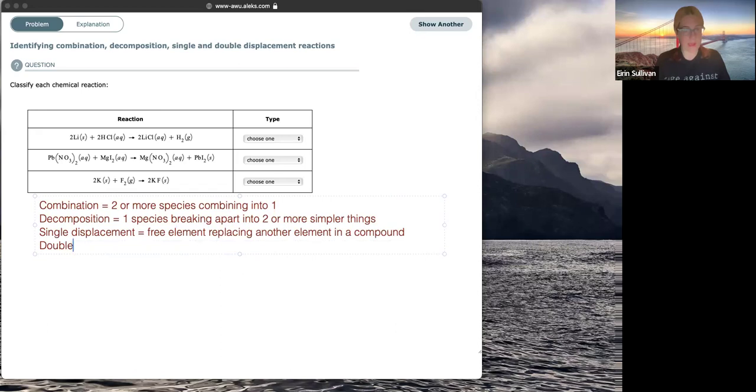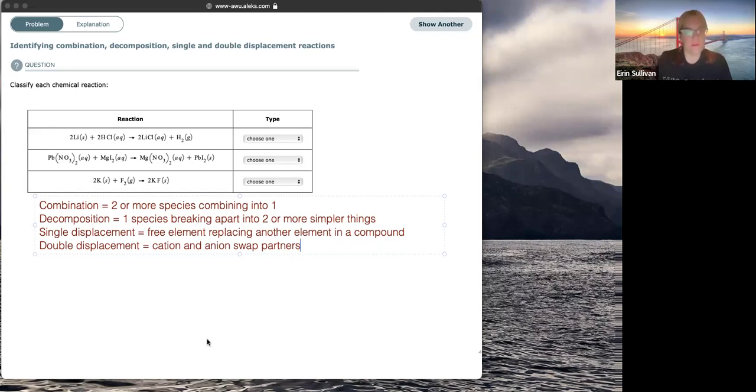A double displacement, aka a double replacement, or a metathesis reaction, is when you have cation and anion partners swapping. So basically the cation that's originally bonded to anion A in the reactants then changes its mind, trying to anthropomorphize the cation, and then in the products is bonded to anion B, and vice versa. The other cation, which was originally bonded to anion B, in the products will be bonded to anion A.